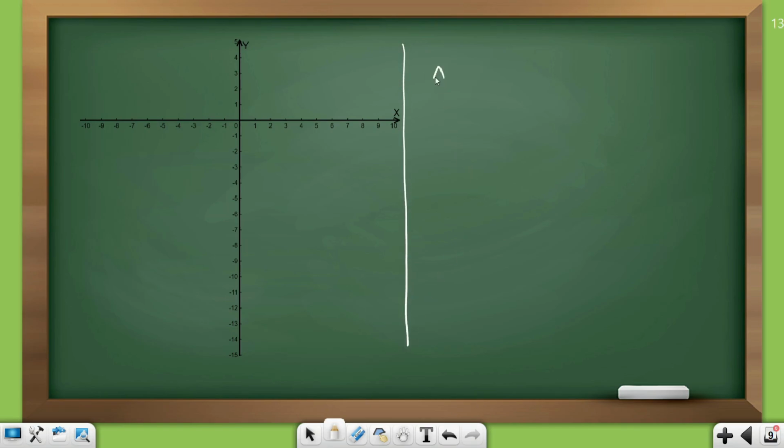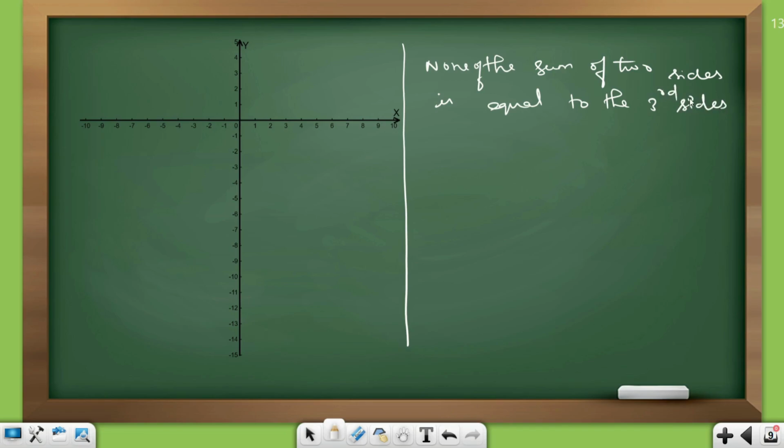none of the sum of two sides is equal to the third side, because they ask us to check for any two sides. Here none of the sum of two sides is equal to the third side. This implies that the points R, B and C do not lie on the same line.